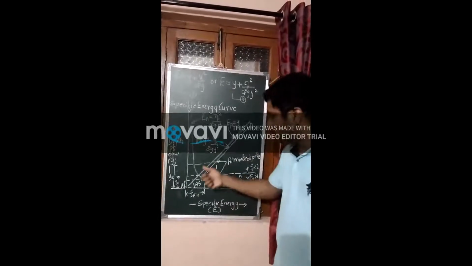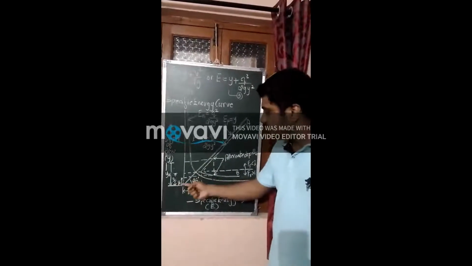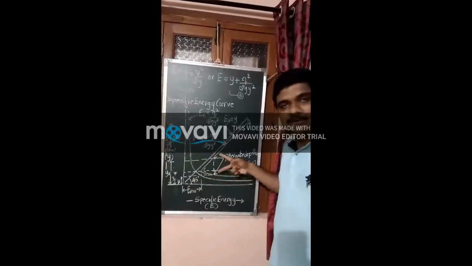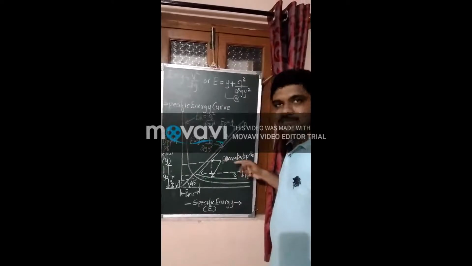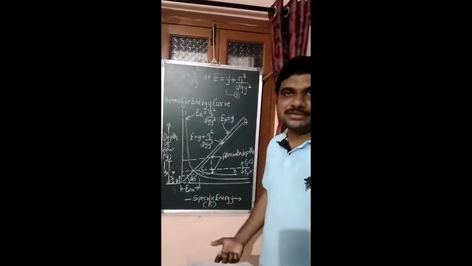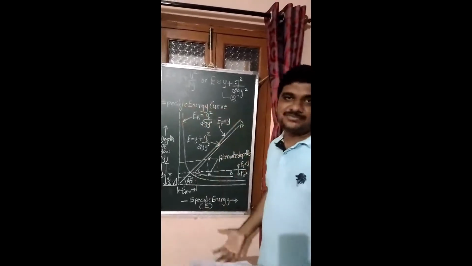One depth of flow will be less than the critical depth, then one more depth of flow will be greater than the critical depth. These two depths are called as alternate depths. Alternate depths are also called as conjugate depths or sequent depths. So this is all about specific energy curve.